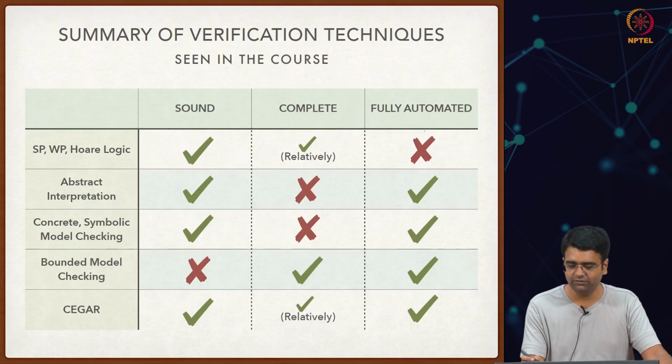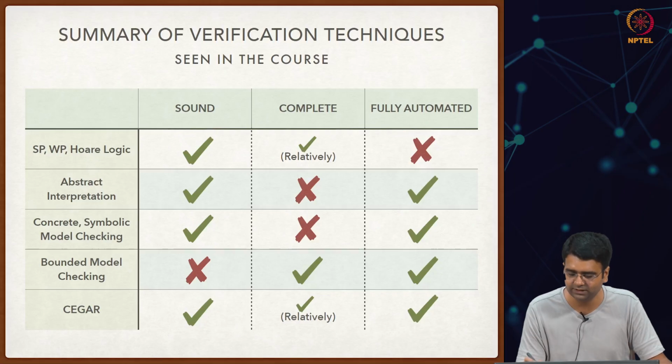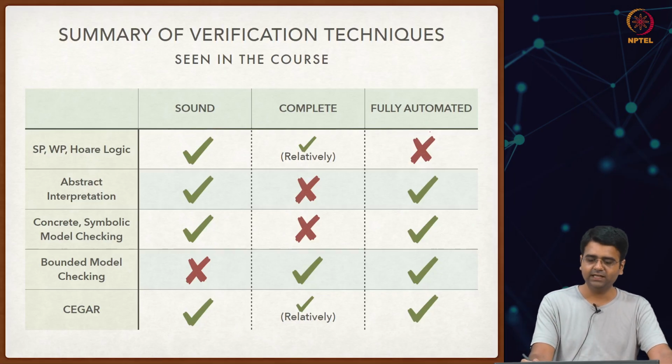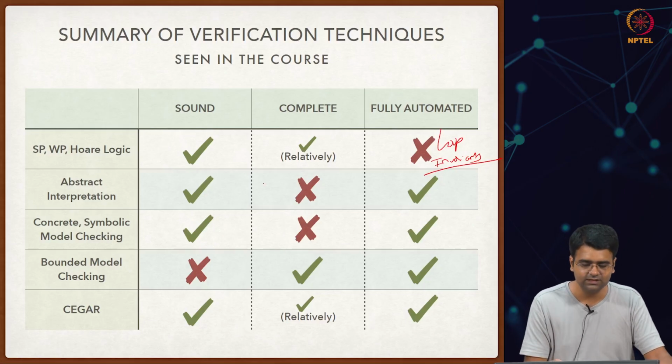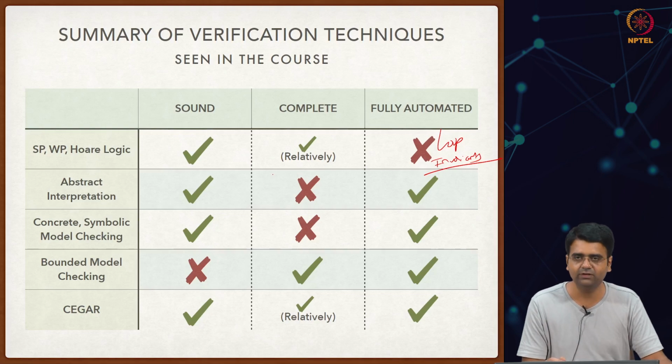But the trade off is that these techniques are not fully automated, meaning that as a programmer, you have to spend more effort. This more effort is in terms of loop invariants. As we have seen, I have to annotate loops with loop invariants and only then can I use something like Hoare logic in order to verify a program. But the flip side is that I can verify arbitrary complex specifications.